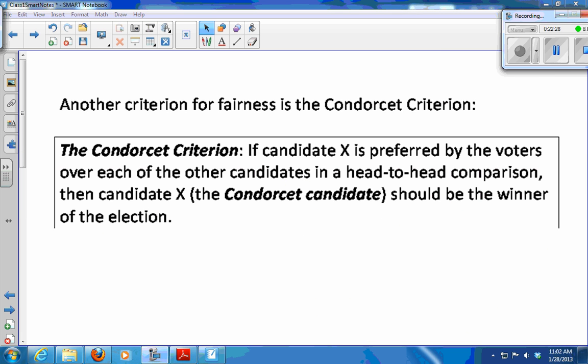Okay, this one says that if a candidate is preferred by the voters over every other candidate in a head-to-head comparison, then candidate X should be the winner. So the only way to violate an if-then statement is if you satisfy the if part and break the then part. I know that this if part is a little bit like, what the heck does that mean? We're going to do an example to explain it in a second.